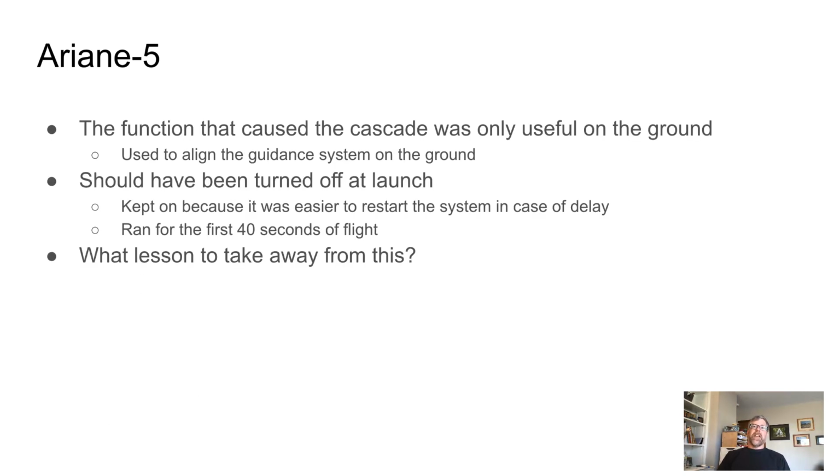So the function that caused the cascade, the software glitch, was actually only useful on the ground. It was used to align the guidance system on the ground. It was not actually supposed to be used during launch, but they kept it on because it was easier, and they could have actually deleted that code. They just chose not to because it was easier. And so, you should make your systems less complicated, and you should take out software that's not important, and you should test the crap out of everything.